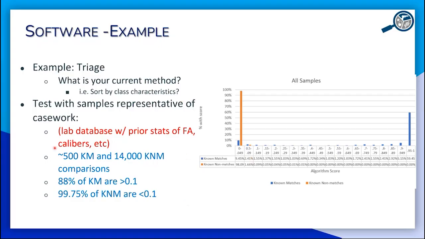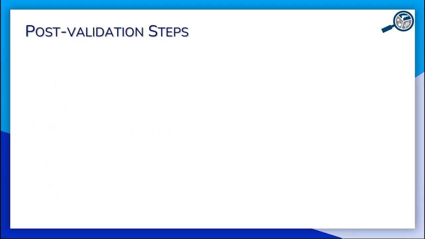So this provided support for a triage methodology that, most of the time, based on the study, the expectation is this is going to properly sort the samples between matches and known matches, and correctly find matches if they're fairly well marked. So post-validation, from your validation, your report should define the limitations of the procedure.